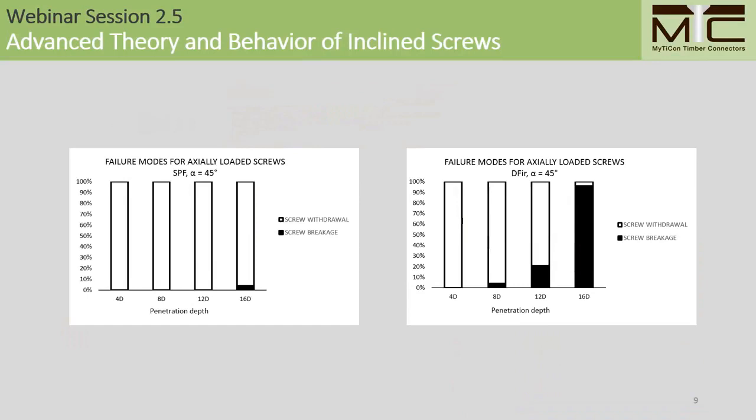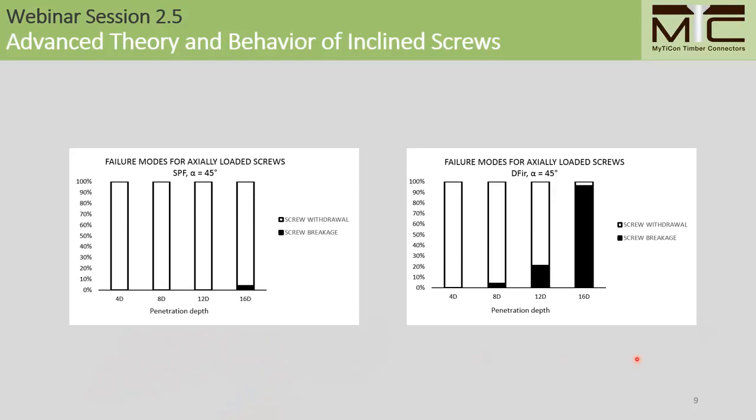MightyCon has done extensive testing on self-tapping screws with various wood species and angles to the grain, and as part of this testing, we have kept track of the failure modes relative to the thread penetration depth. The bar chart on the left shows the failure modes for screws in spruce pine fir, and the one on the right for Douglas fir.